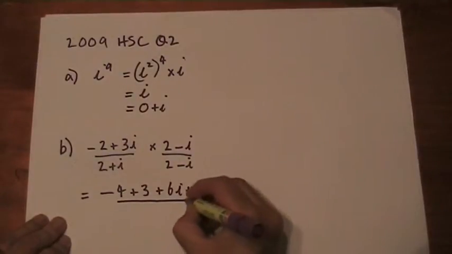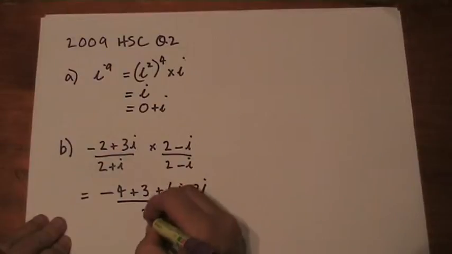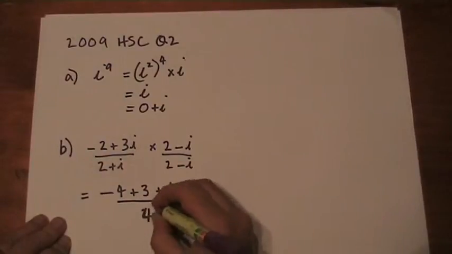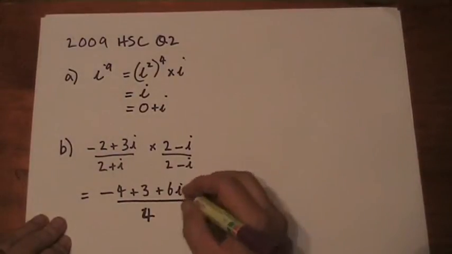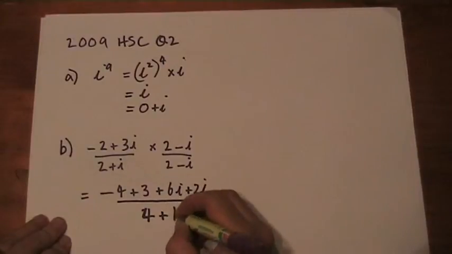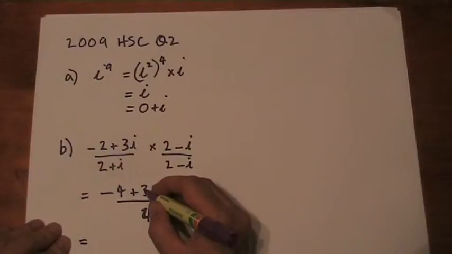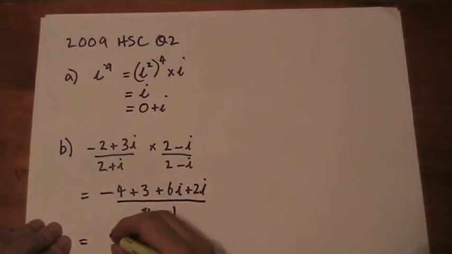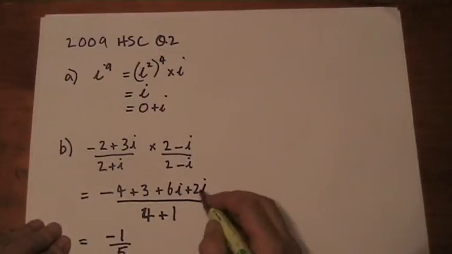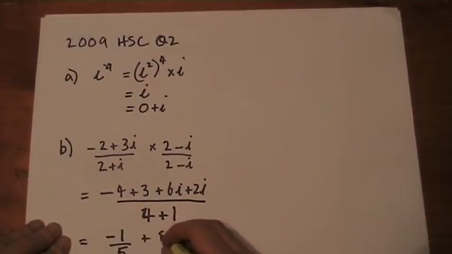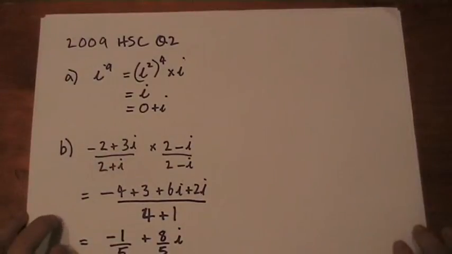On the denominator it's a difference of squares, so we get 2 squared, which is 4, and then we get I squared, negative 1 times negative makes plus 1. So if we have a look here, we get negative 4 plus 3 is negative 1, denominator is 5, 6i plus 2i is 8i, so negative 1 on 5 plus 8 over 5i in a plus ib form.